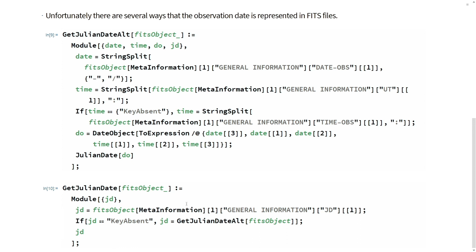And if we have that, we split it either by dashes or slashes. And then we look for a time, universal time tag. If that's not there, we look for a time-obs tag. So this is all nastiness. But luckily, we can put this all together into a date object and then convert the date object directly to a Julian date using functions which are built into Mathematica. So we get the Julian date anyway.